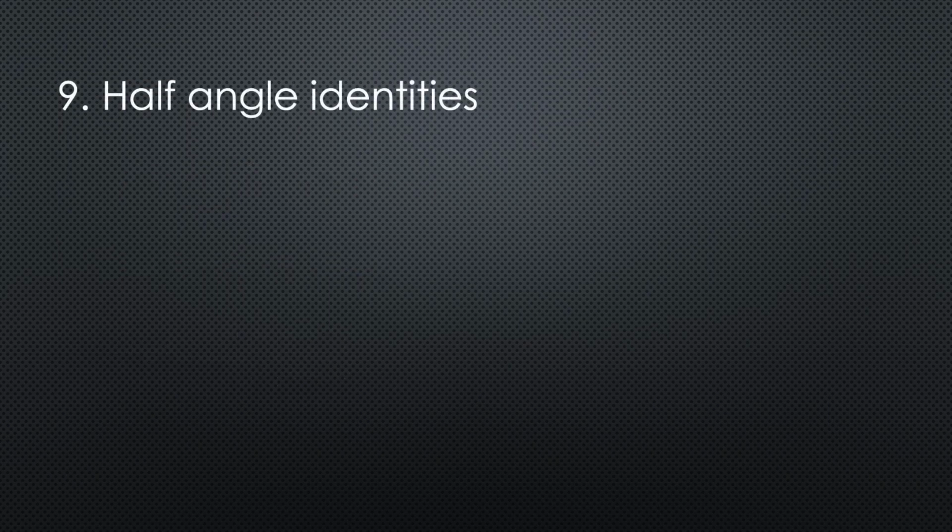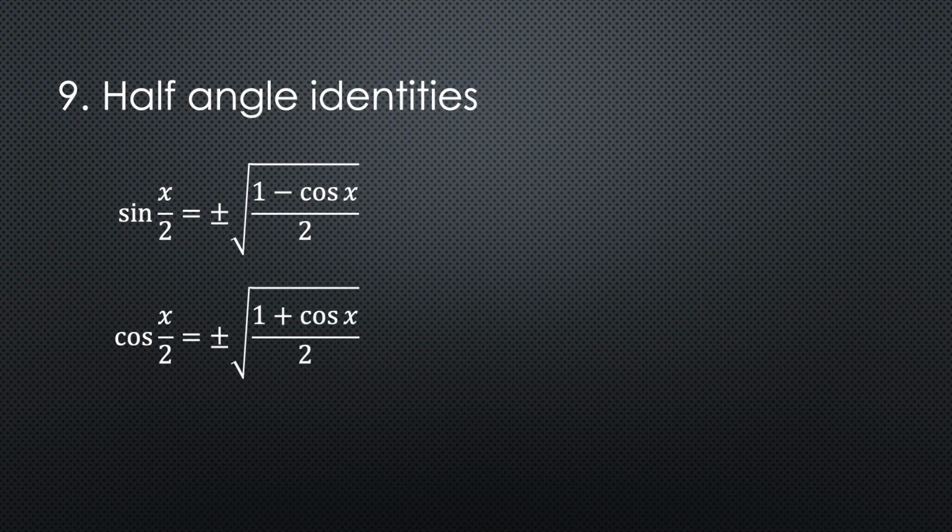Next one is half-angle identities. I am not going to spend time to prove them. I just list them here. But from the identities of sine and cosine, we can directly get the formula of tan, because tan is sine over cosine.